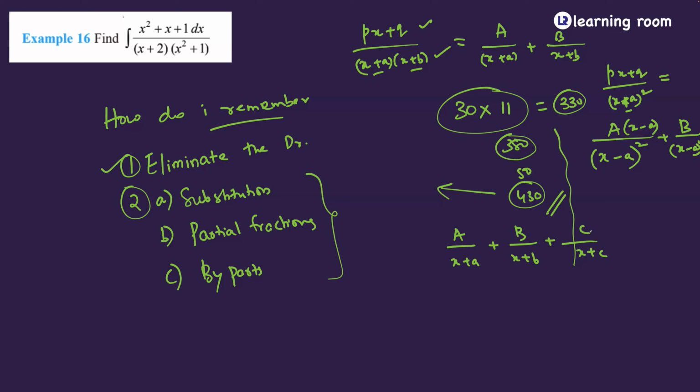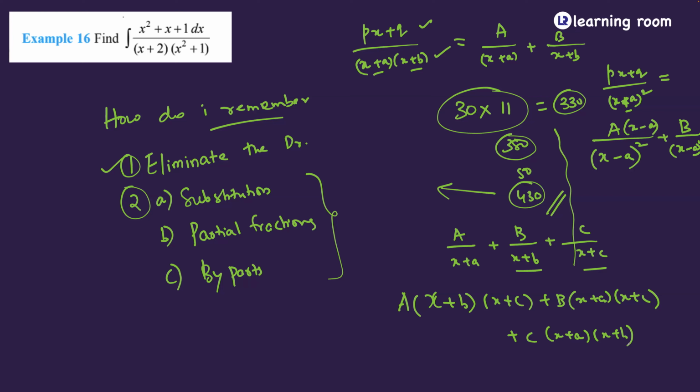When you take the LCM, you need not memorize that also. A into these two factors multiplied, plus B into these two factors multiplied, plus C into the other two. Okay. Now the next job is to find A, B, C.